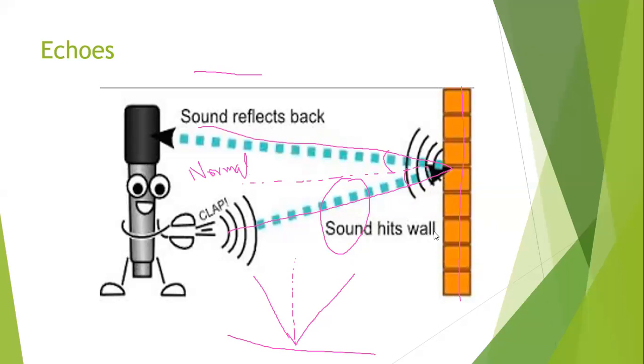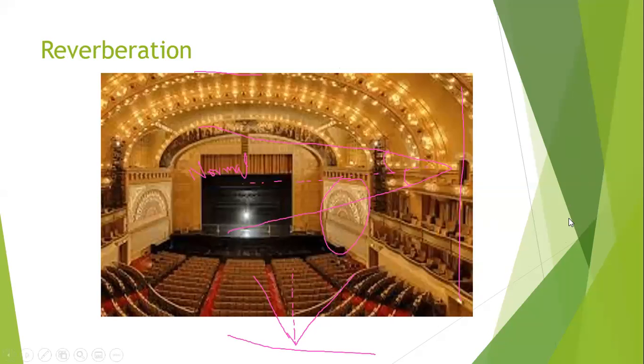The harder, the smoother, and the flatter the surface, the clearer the sound. So, clarity of the sound depends upon the surface of the object on which these waves of sound hit. Next, we have a topic that is reverberation.